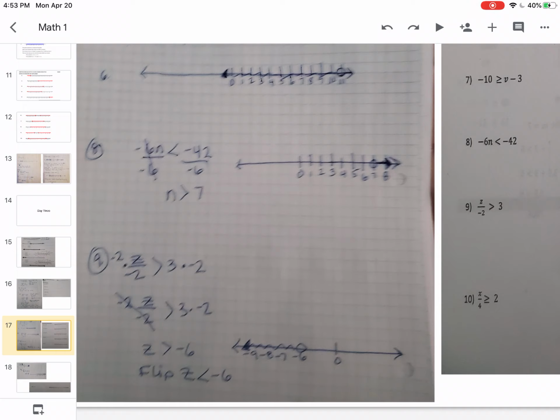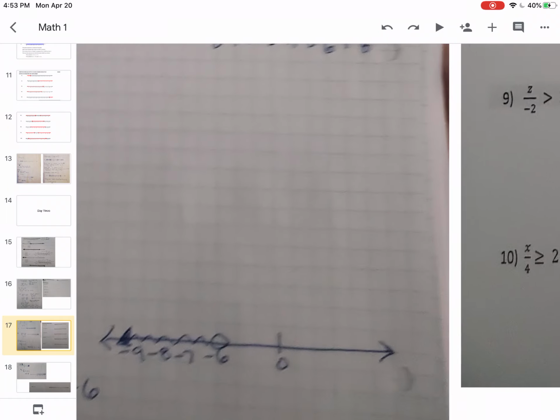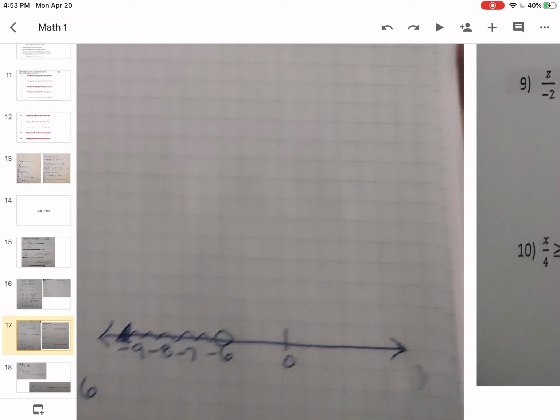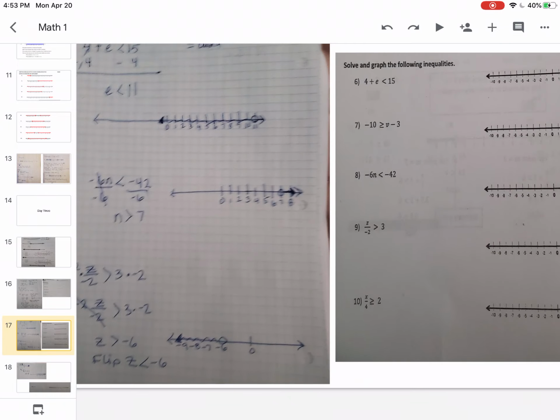So it says z is greater than -6, but then I have to remember that I multiplied by -2, so I have to flip the sign. So when I flip it, I'll put an open circle, and it'll be going to the smaller or negative numbers, okay?